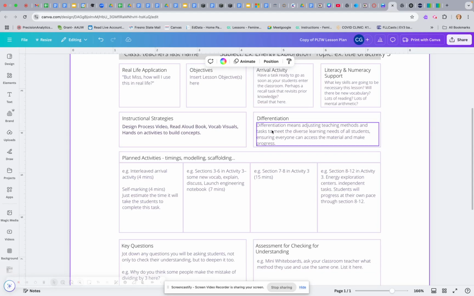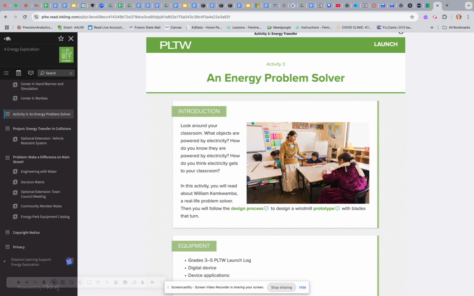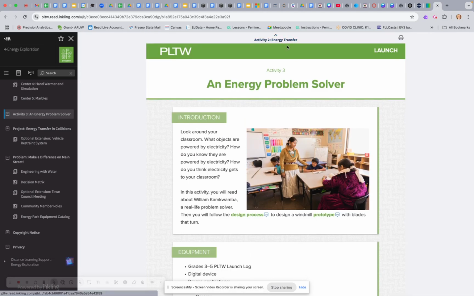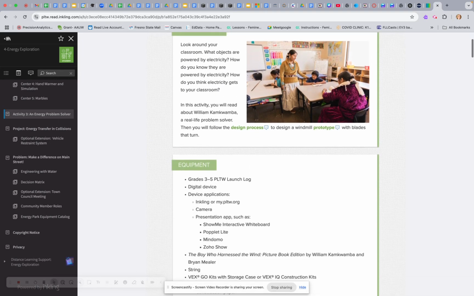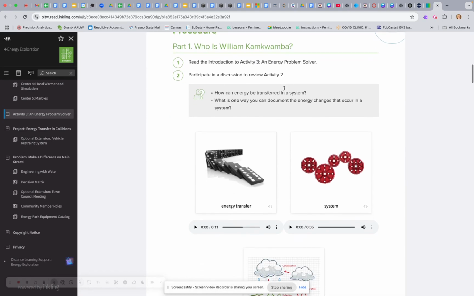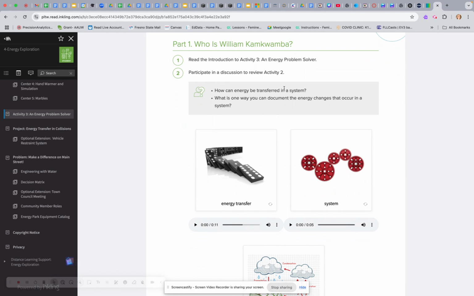The next section we're going to look at is instructional strategies. So you'll have to find these in your lesson. It's not spelled out for you. So if you're looking at your lesson, and again, I'm just using this activity 3 as an example from the energy unit for 4th grade. So I'm looking through here, some instructional strategies, and maybe I'll make a list for you before this is due, so it'll be more helpful.